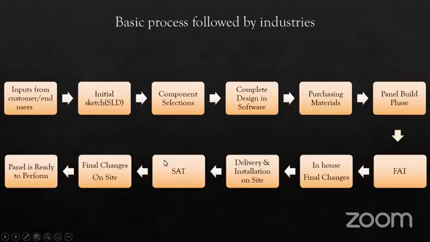And then there are final changes on site after the SAT, if you require any changes on the control panel. Let's say one motor is drawing more current and you need an overload relay with a much higher rating, then you'll have to change it. So those are the final changes on site, and then the panel will be ready to perform. So that is how the flow works in industries.